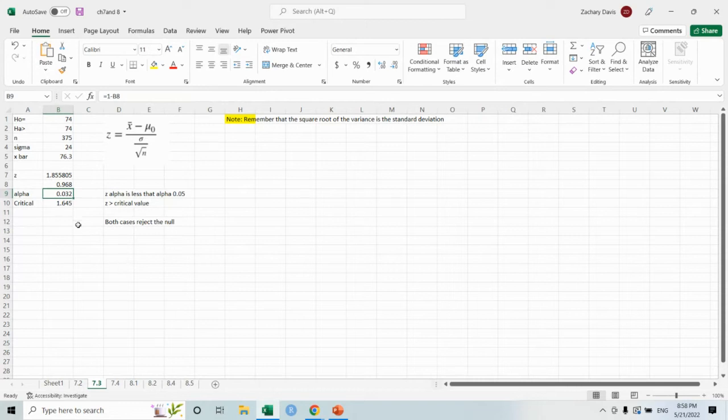If we look at it with the critical value, we have a critical value of 1.645. This is a one-tailed test, so that is the equivalent of 0.05 for a one-tailed test. We have a table that we looked at last week that will help you pull that number if you didn't know what the value was. And of course, 1.85 is greater than 1.645, and in both cases we reject the null hypothesis. So there's sufficient evidence at the alpha equals 0.05 level of significance to conclude that the mean is greater than 74.